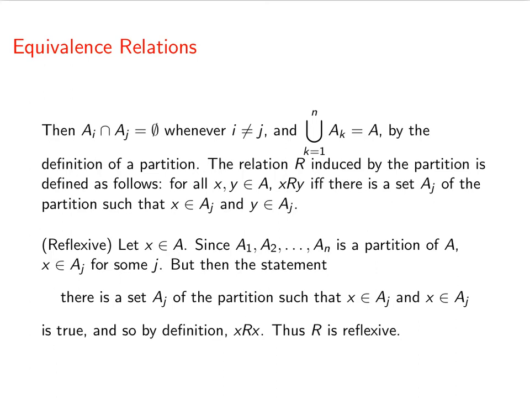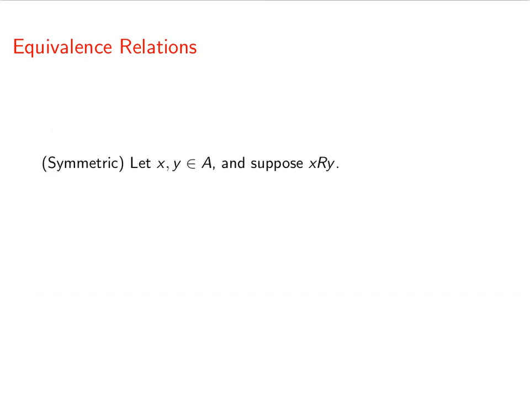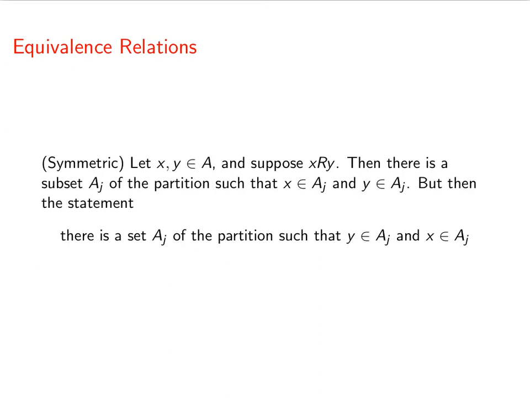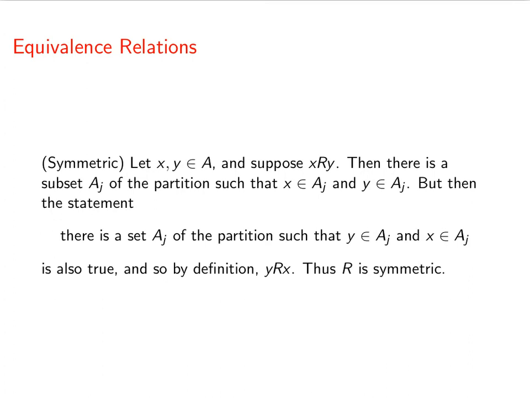Okay, we've got reflexive. Let's prove symmetric. Now let x and y be elements of A. Let's suppose that x is related to y. That means there has to be some subset of the partition such that x is in A sub j and y is in A sub j. But then if we take this statement, there is a set A sub j of the partition such that y is in A sub j and x is in A sub j. Well, that statement is also true. And so, by definition, y is related to x. Now we've proved that R is symmetric.